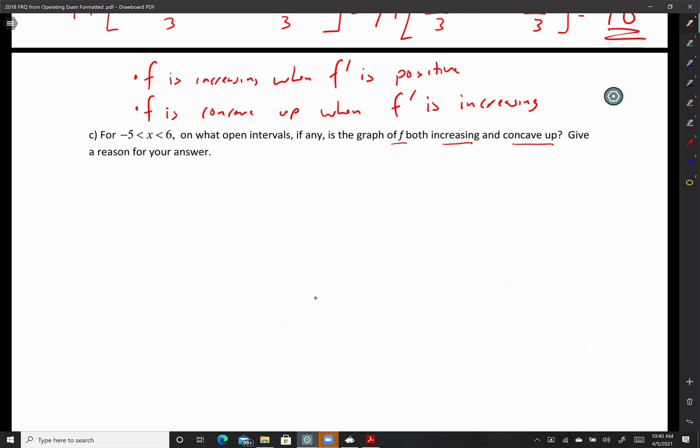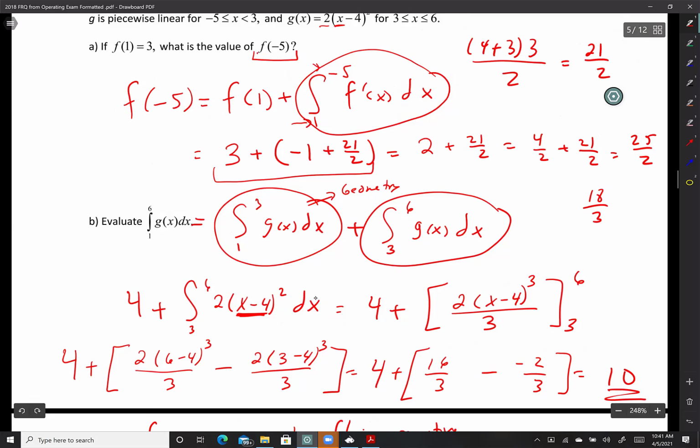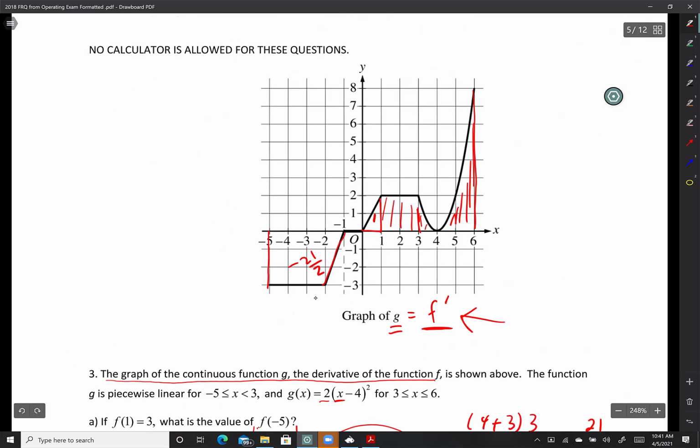So here we go. Where is f both increasing and concave up? So I'm looking for f prime to be positive, and I have the graph of f prime. So I'm looking for where f prime is above the x-axis and where f prime is increasing. So let's look for that. Where is f prime positive and increasing? Let me go ahead and do it in blue here. Blue. No, that's blue. Right here. And right there.